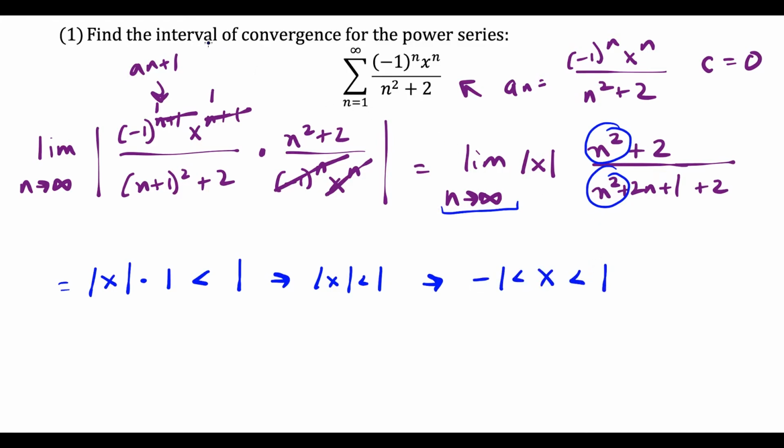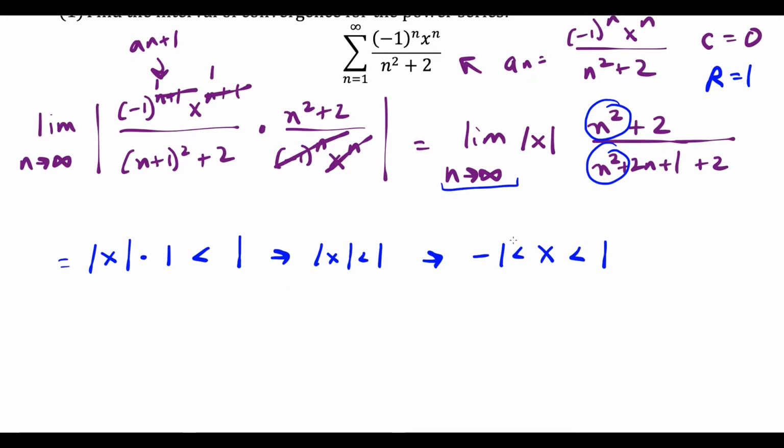Now the question is only asking us to find the interval of convergence, but if our center is at 0 and we're going from -1 to 1, that tells us the radius of convergence is equal to 1. So this is not necessary to find, but we could write it in anyway. So now for the next stage of this problem, this is incomplete. We have to check the endpoints of our interval.